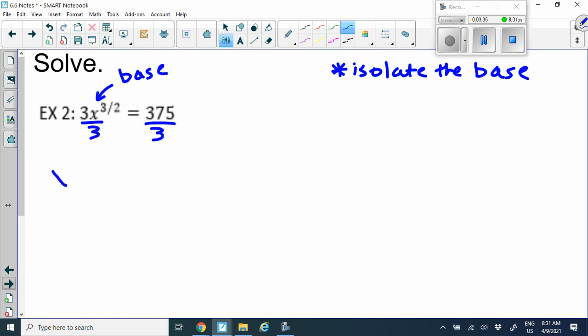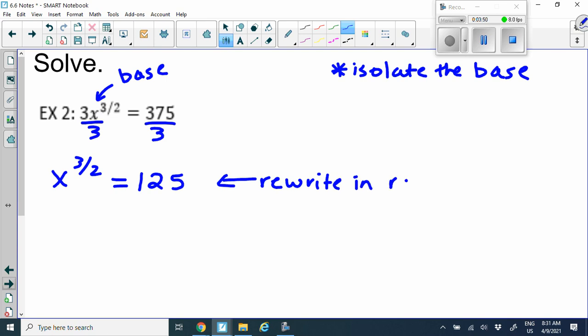So now I'm left with x to the 3/2 equals, and you can just do this in your calculator, 375 divided by 3. That gives us 125. Now we're going to rewrite this in radical notation. What I would like you to do is pause the video and rewrite this in radical notation so you can test yourself to make sure you know how to do that.